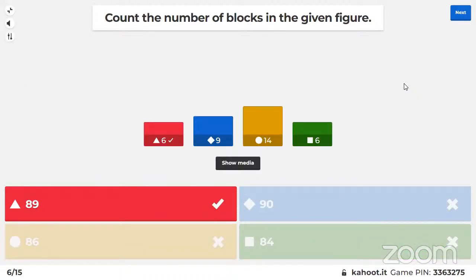Okay, time's up. The question was to count the number of blocks in the given figure. So the correct answer was 89. 6 among you have answered it correctly. So I think there will be a clear difference in the point table. I think I can see few among you have only answered the question.